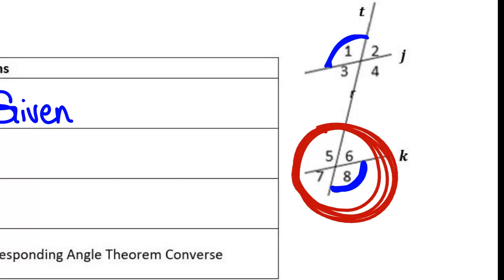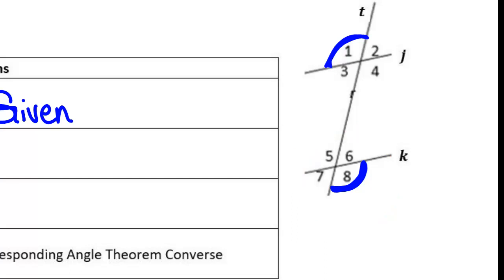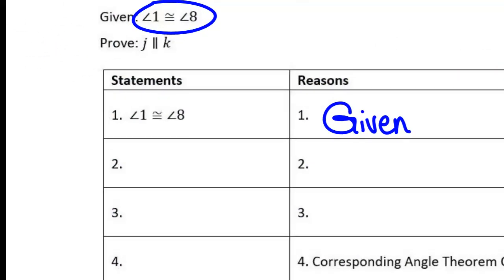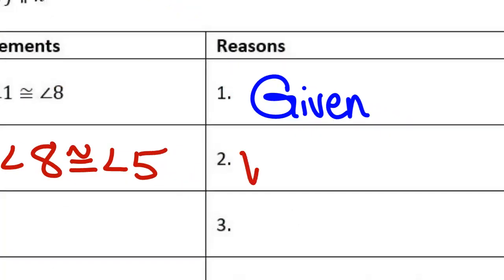Looking right down here, can you guys tell me another angle that's the same size as angle 8? Angle 5. Why? They are vertical angles. So angle 8 is congruent to angle 5. They are vertical angles, so I'm using my vertical angles theorem.